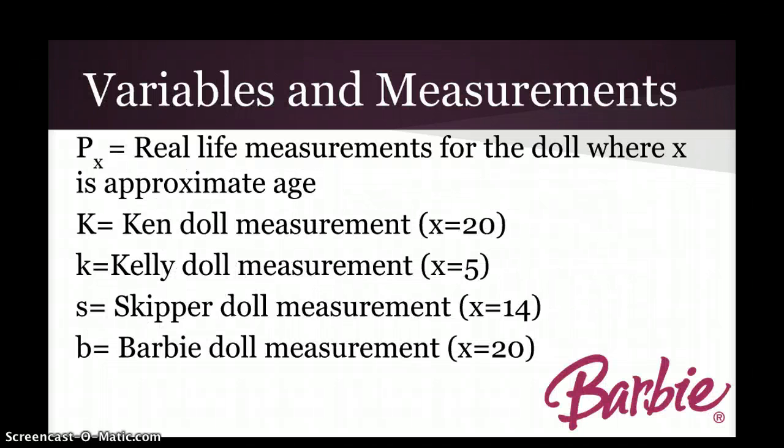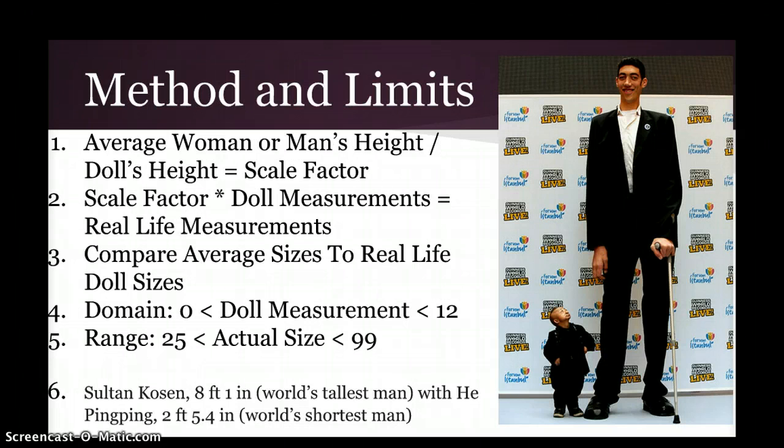Our variables are quite simple. We gave letters to represent each of the dolls, and the p_x variable simply stands for the measurement if the doll was scaled up to a real person, with the subscript x telling us the age of the doll. Our first step was taking the average person's height at that age divided by the doll's height to find our scale factor. We then took the scale factor and multiplied it by each doll's measurements.